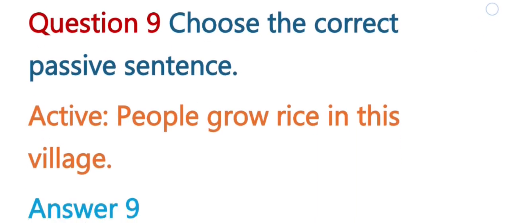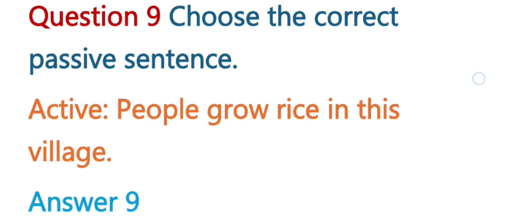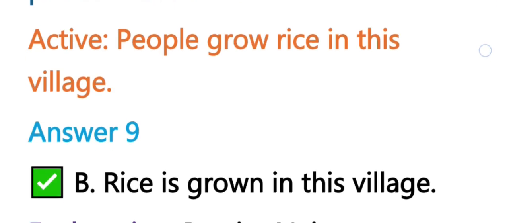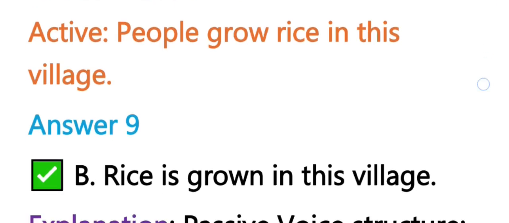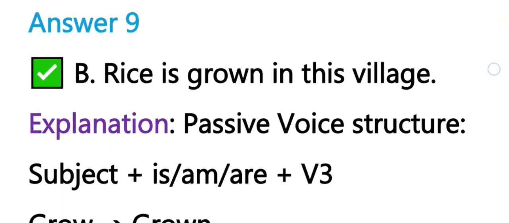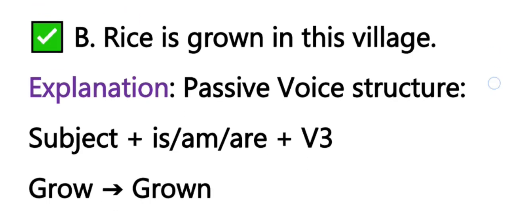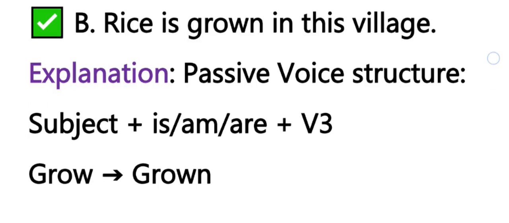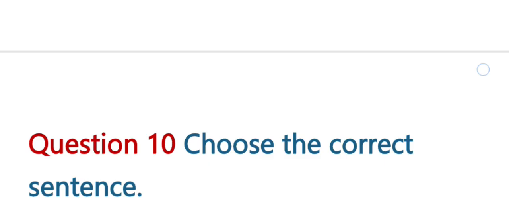Now let's talk about question 9. Choose the correct passive sentence. Our active is people grow rice in this village. So we have to make passive, and our option is B, which is correct. Rice is grown in this village. The passive voice structure is that we have to write subject at the first place, followed by is, am, are, and then we write the third form of the verb, which is the past participle. For example, grow becomes grown. Grown is the third form of the verb or past participle.